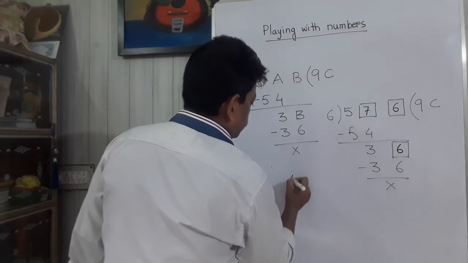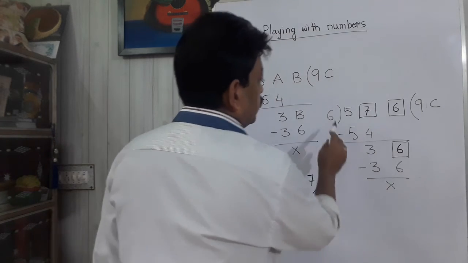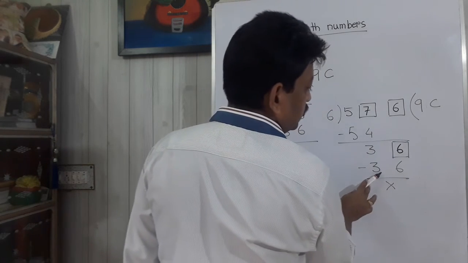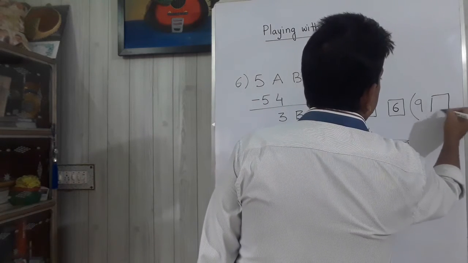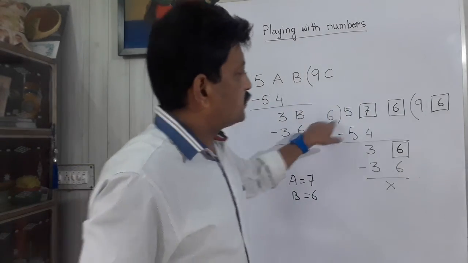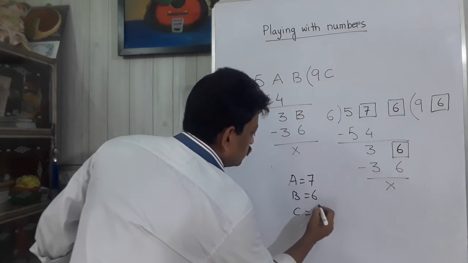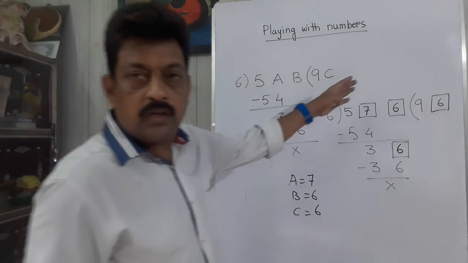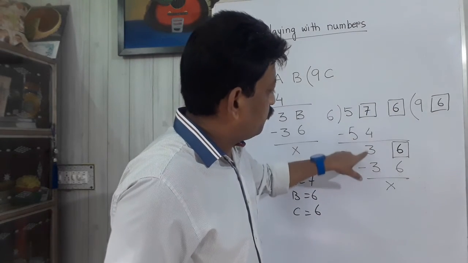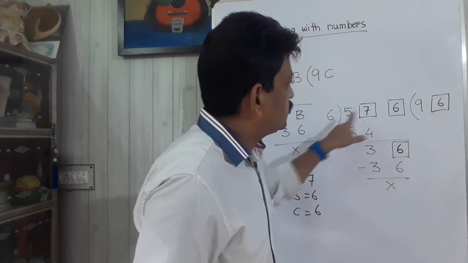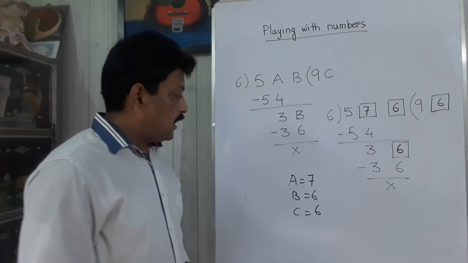So A is 7, B is 6, and 6 multiplied with which number gives 36? 6 sixes are 36. So here it will be 6. So 6 multiplied will give 36. Okay. Therefore C is also 6. Now let us check whether the whole thing is correct or not. 6 9s are 54. Balance 3 and 6 will come down. 6 sixes are 36. Remainder is 0. Okay. So this is the answer.